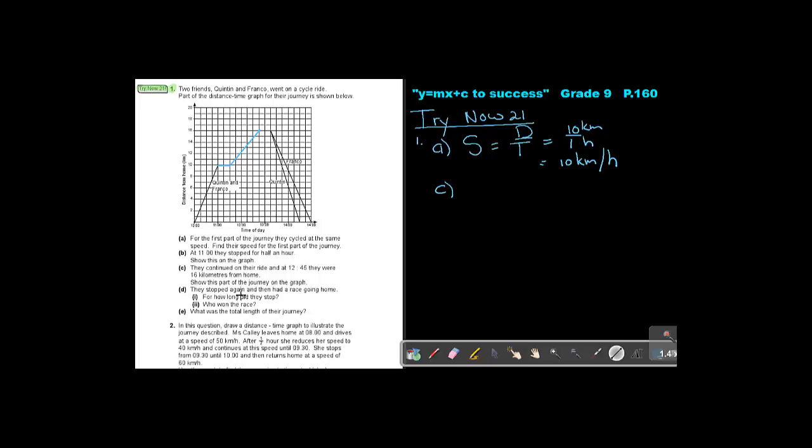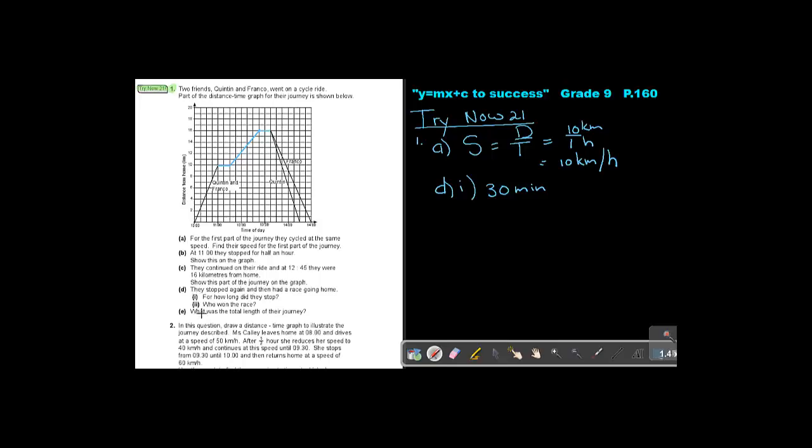Okay. So show this part of the journey on the graph. They stop again and then had a race going home. For how long did they stop? It's again, okay, stop. So I have to again draw that line in. So for how long did they stop? Okay, so it's number D, and it's the first one. So they stop for, let's just get the pen correct. For 30 minutes, because it's 2 blocks and 1 block is counting 15 minutes.